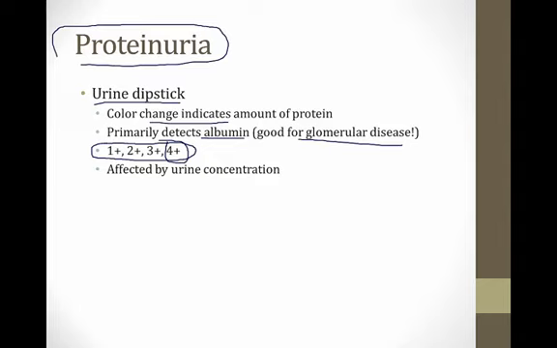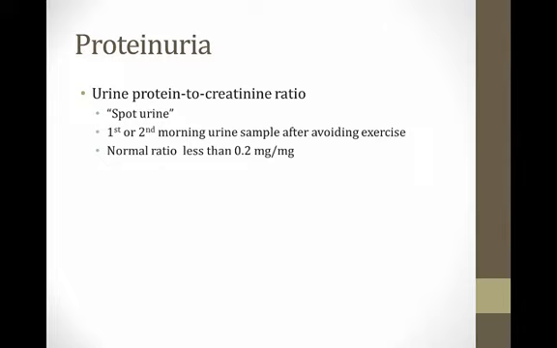The problem with the urine dipstick is it's affected by urine concentration. So if you're dehydrated, the concentration of the small normal amount of protein in the urine can go up and you can get a false positive. Another way to test for proteinuria is to do something called the urine protein to creatinine ratio. This is also called a spot urine. You take the first or second morning urine sample after avoiding exercise and you test for the amount of protein and creatinine in the sample. A normal ratio is less than 0.2. This is less influenced by hydration status, so some people find it to be more accurate.